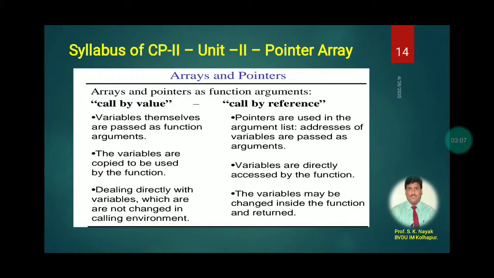Now the third distinction: call by value deals directly with variables which are not changed in the calling environment. What is the calling environment? The user prompts some values or arguments through the calling environment, and at that time we cannot change them. But in call by reference, the variables may be changed inside the functions and return some values. So in this scenario you will find the distinction between call by value and call by reference when we are passing function arguments.